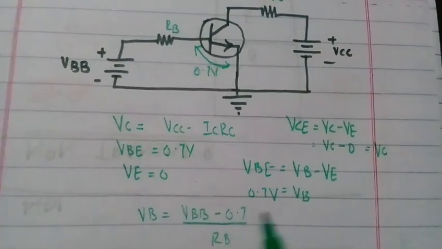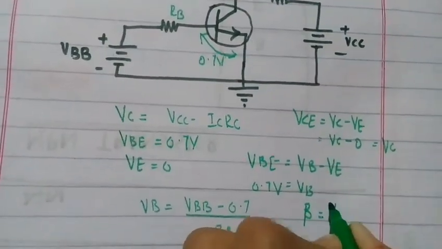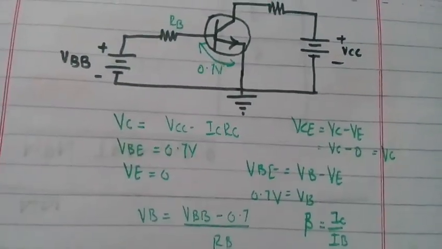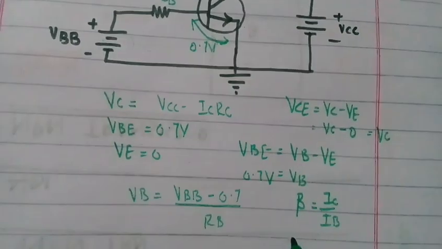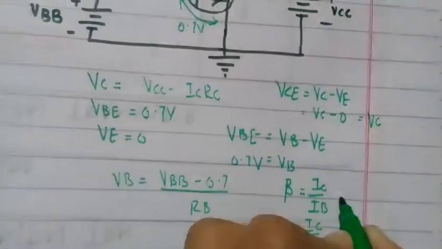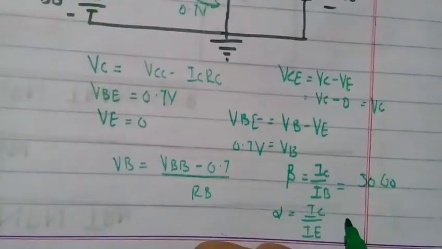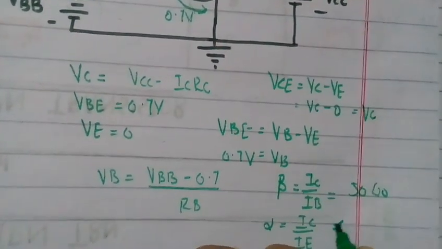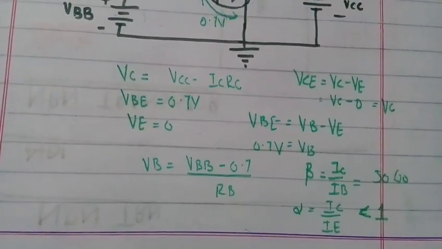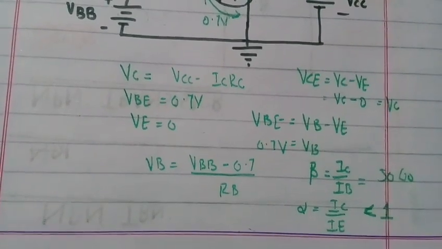And there are some other formulas. Beta will be equal to IC over IB. Beta is also called the amplification factor, whereas alpha will be equal to IC over IE. Beta is approximately greater than 50 or 60, whereas alpha is always less than 1. So guys, that's all. These are all the formulas we will use in our transistor circuits.